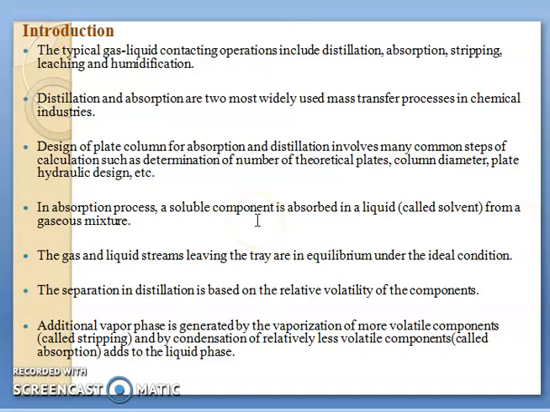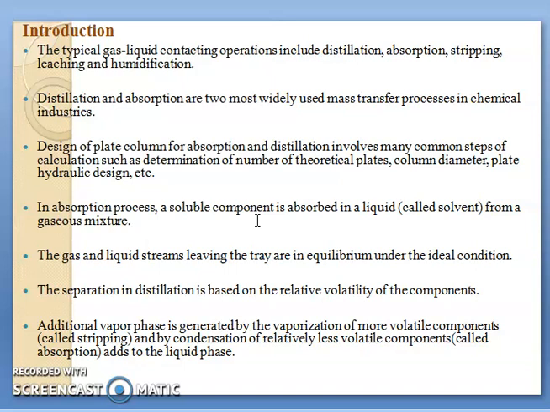The typical gas liquid contacting operations include distillation, absorption, stripping, leaching and humidification. Distillation and absorption are the two most widely used mass transfer operations in most of the chemical industries. Design of plate column for absorption and distillation involves many common steps that include determination of number of theoretical plates, column diameter, plate hydraulic design, etc.